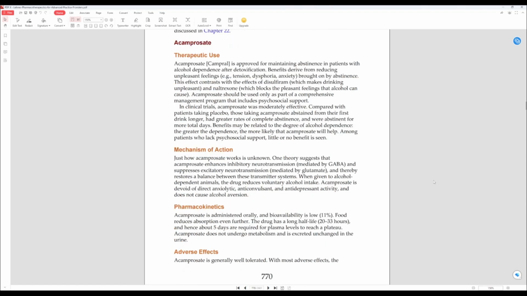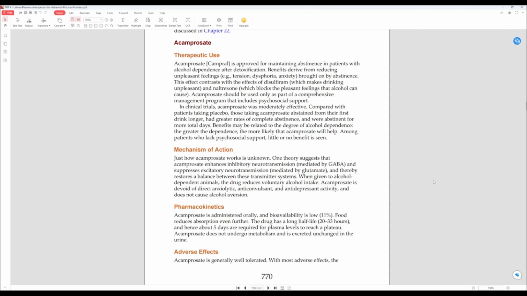Which brings us to the other side, acamprosate. Acamprosate, or Campral, is approved for maintaining abstinence in patients with alcohol dependence after detoxification. Benefits derive from reducing unpleasant feelings brought on by abstinence. This effect contrasts with the effects of disulfiram and naltrexone. Acamprosate should be used only as part of a comprehensive management program that includes psychosocial support.